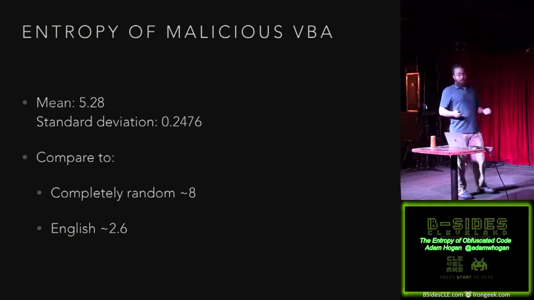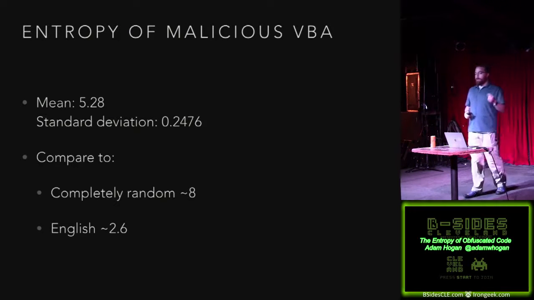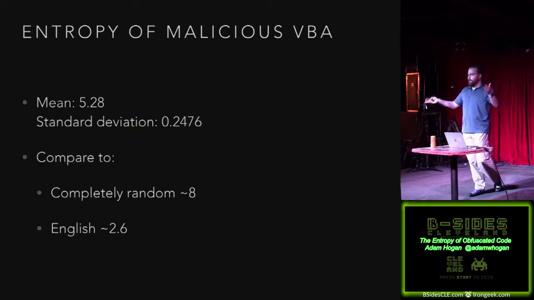So what happens when I actually did this? Well, when we looked at the entropy of malicious code, it came back with a mean score of 5.28, a standard deviation of about 0.25. So what does that mean? Let's lay down some frameworks, right? Is 5.28 high, is that low? What's going on here?